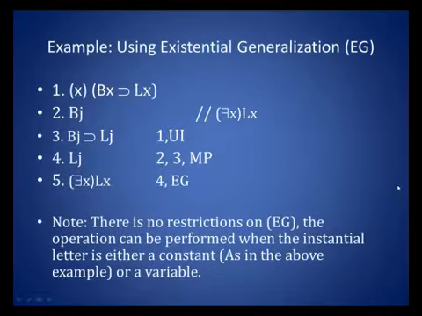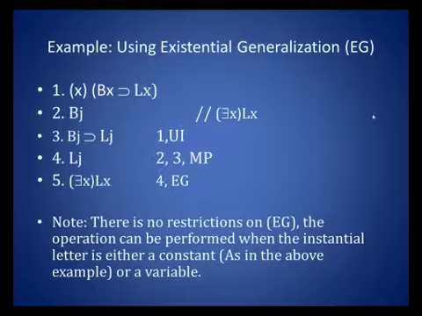Note, there's no restrictions on EG. The operation can be performed when the instantial letter is either a constant, as in the above example, or a variable. So we talked about this before. When doing EG, I can move from constants to variables or from variables to variables.